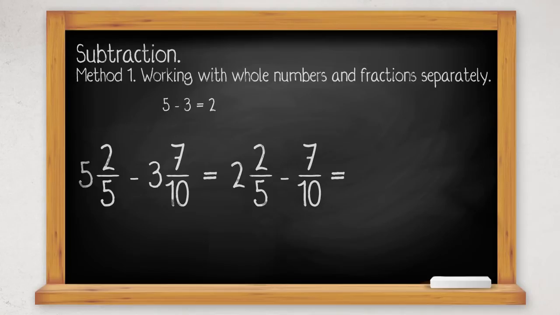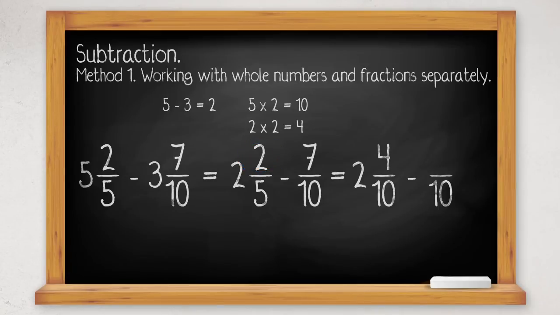I now need to find a common denominator, which is 10. So we'll change the 2/5 into something over 10 and the 7/10 into something over 10. I've multiplied the 5 by 2 to get 10, so I times the top by 2 to get 4. In the second fraction, I've not had to change the denominator, so I don't need to change the numerator.